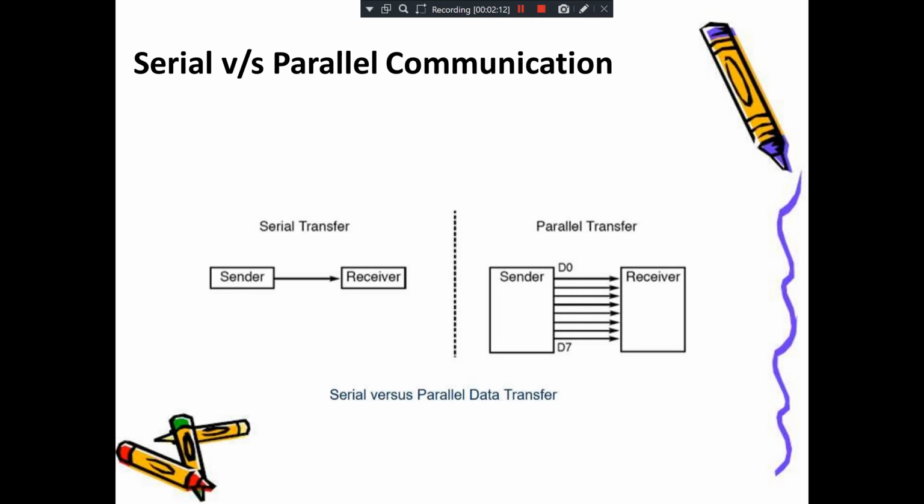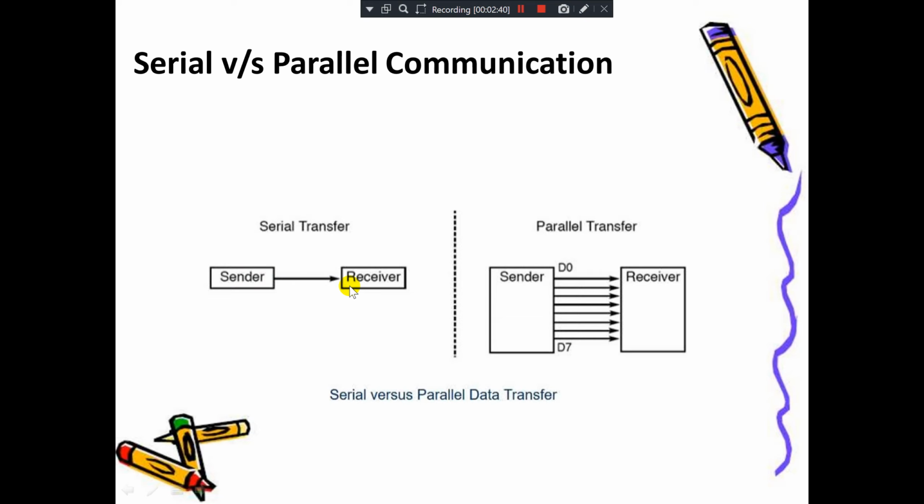So before going to discuss about 8051 serial communication, let us have a difference between serial versus parallel communication, how it will be done. So here in the left part we have a serial transfer where the sender will send a data to receiver on a single channel. Here the data will be transmitted one bit at a time, like if there is 8 bits of data, so bit by bit the data will be transmitted from sender to receiver.